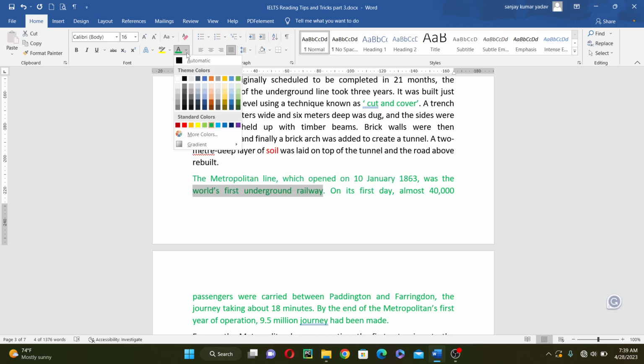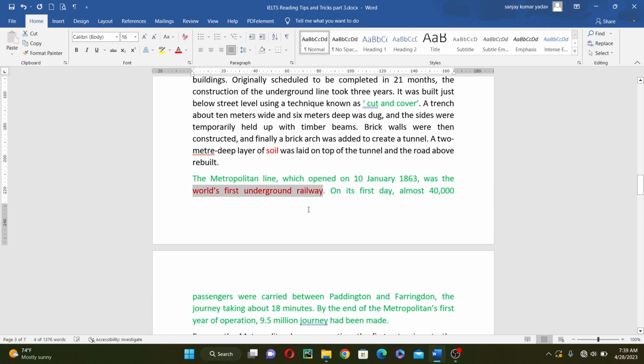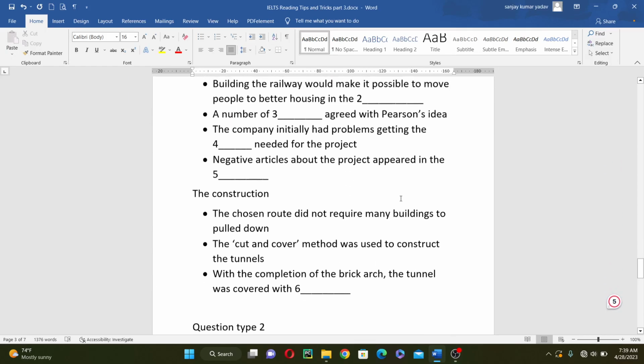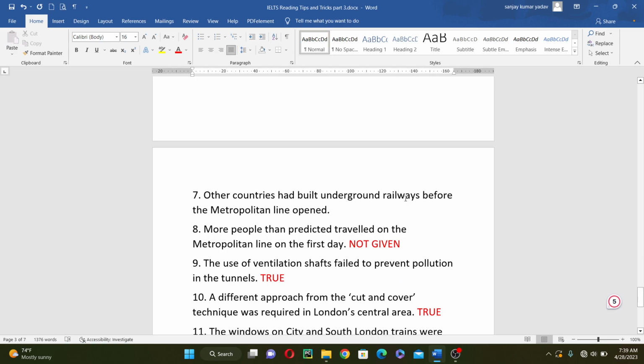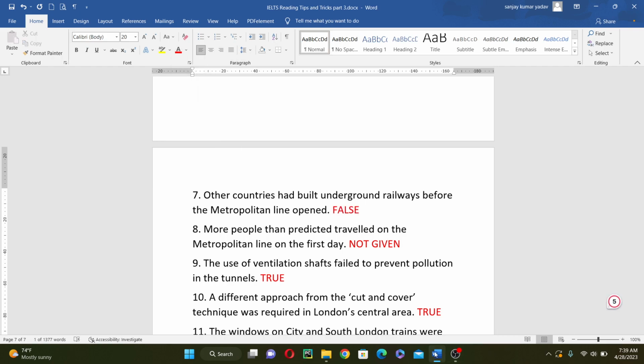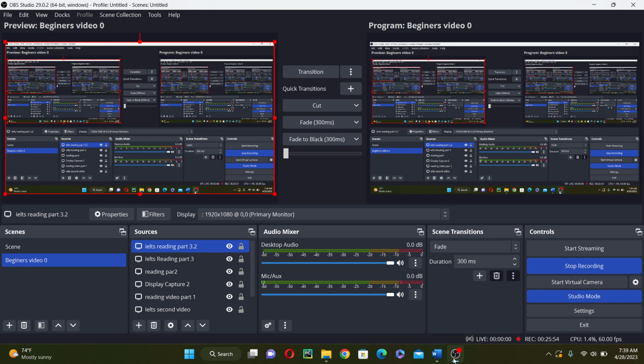It was the world's first underground railway. So it means what? The answer would be false, because there were no other countries that had built an underground railway before the Metropolitan Line opened, right? So the answer would be false. Okay, so let's make it false. So thank you guys. In this way, you have to do the reading.